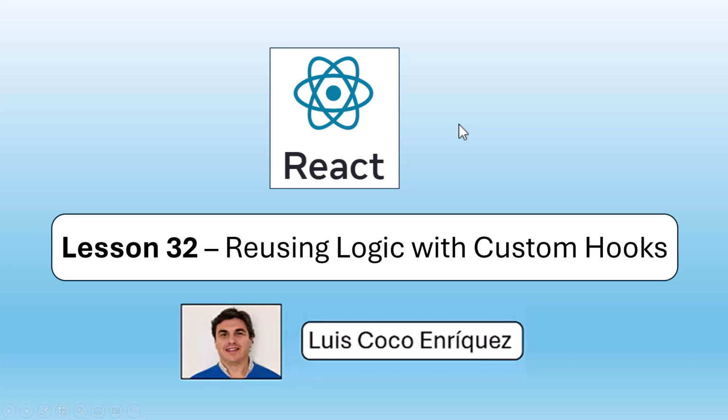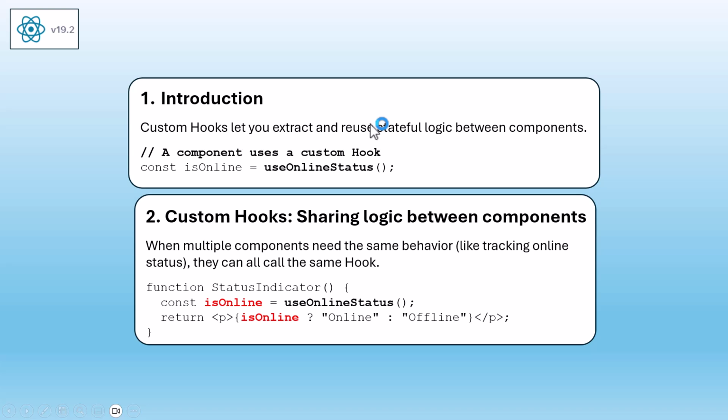Lesson 32: Reusing Logic with Custom Hooks. 1. Introduction. Hello everyone. Today we will explore how you can reuse logic in a modern component-based UI framework by creating what are called custom hooks. We'll talk about what they are, why they matter, how to create them, and when to apply them, so you and your teams can build cleaner, more maintainable applications.